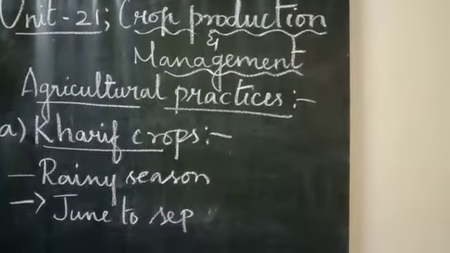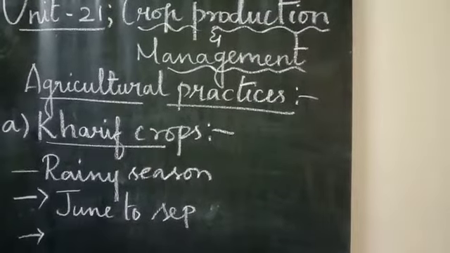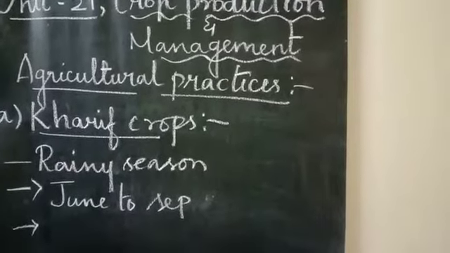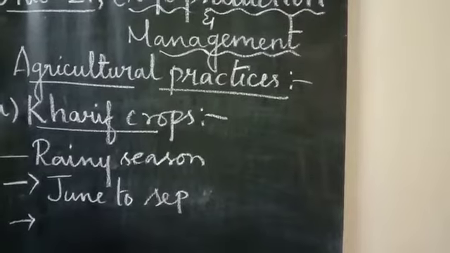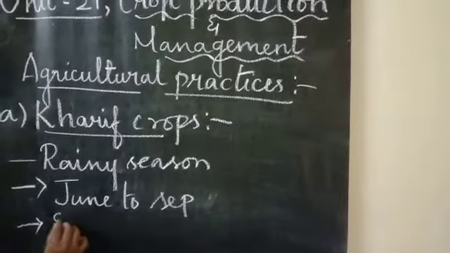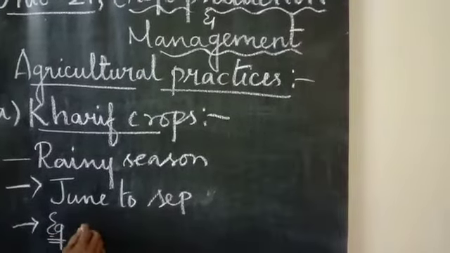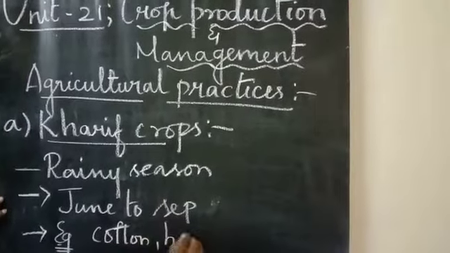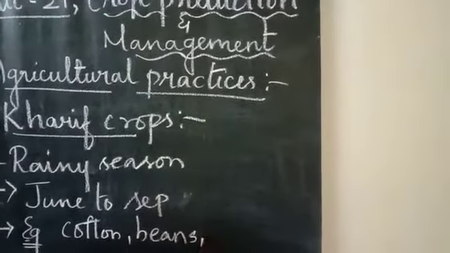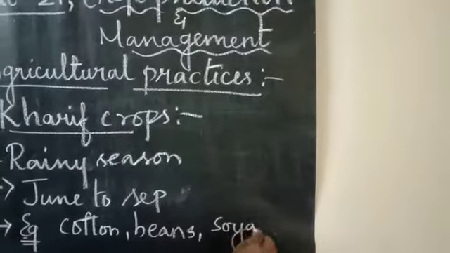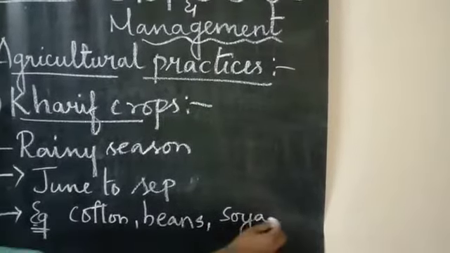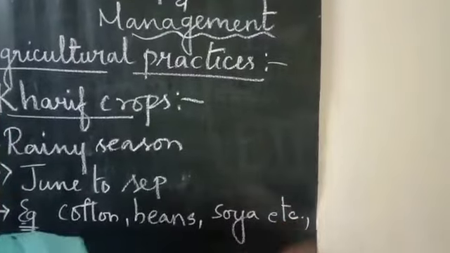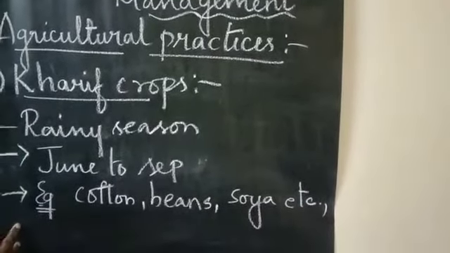And the examples for Kharif crops are paddy, maize, soya beans, and cotton. These are all the best examples for Kharif crops. Is it clear, children?